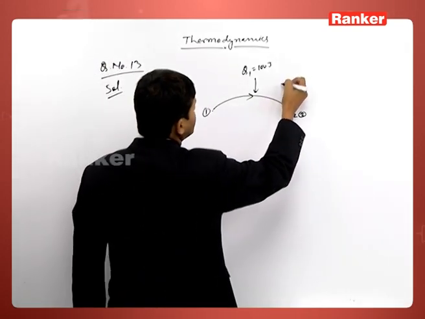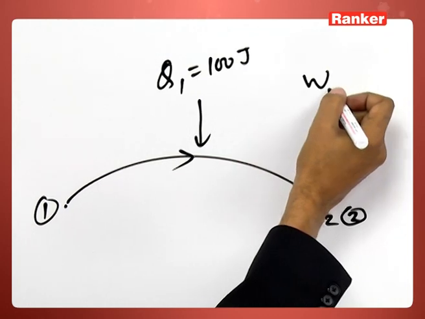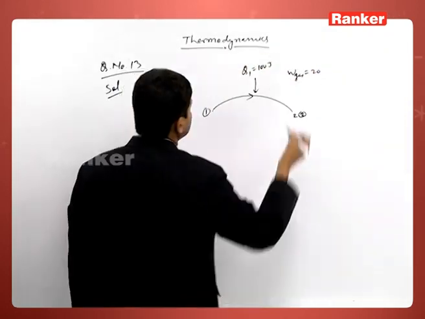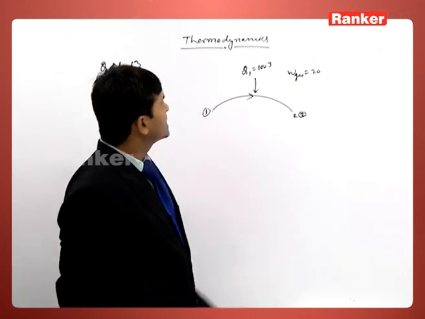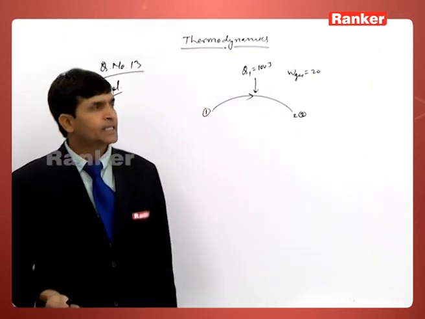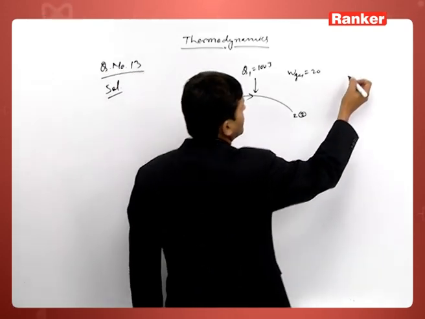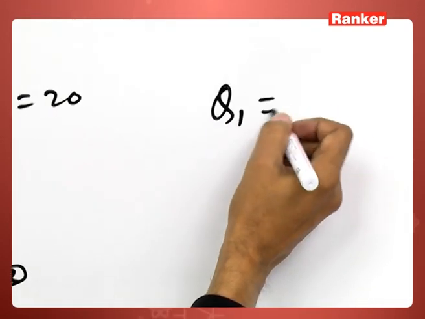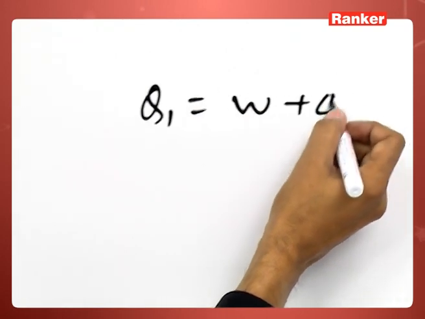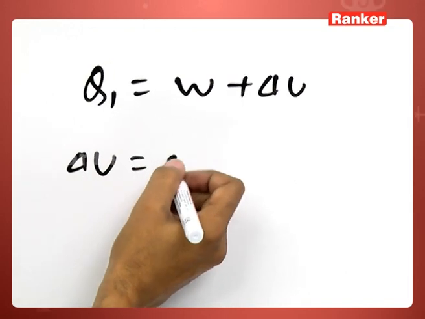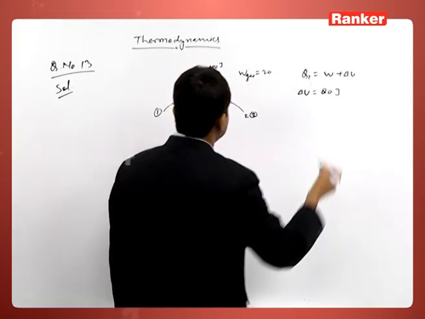So work done by the gas is 20 joule. So we can get the change in internal energy by using the first law of thermodynamics. Q1 is work done plus delta U. So delta U is equal to 80 joule.